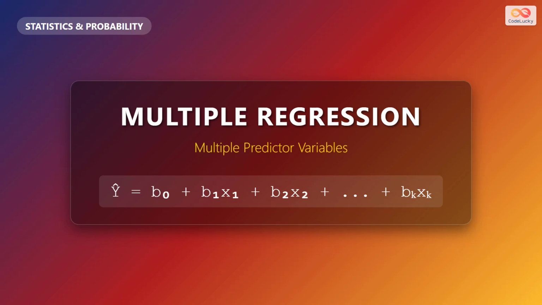Welcome to this tutorial on multiple regression. Specifically, we are going to look at the case with multiple predictor variables. You have probably seen simple regression with one variable, but the real world is rarely that simple. Today, we will break down the equation y equals b₀ plus b₁x₁ plus b₂x₂, and so on, to understand how we can predict outcomes using multiple sources of information.